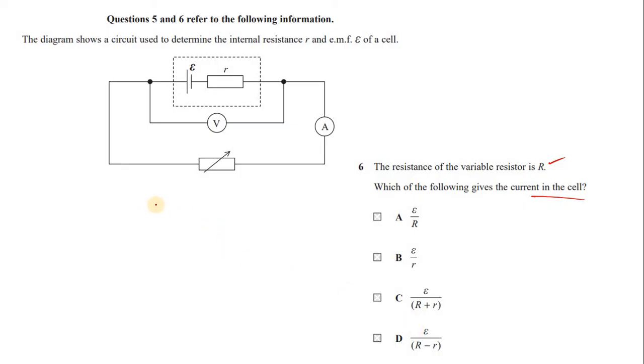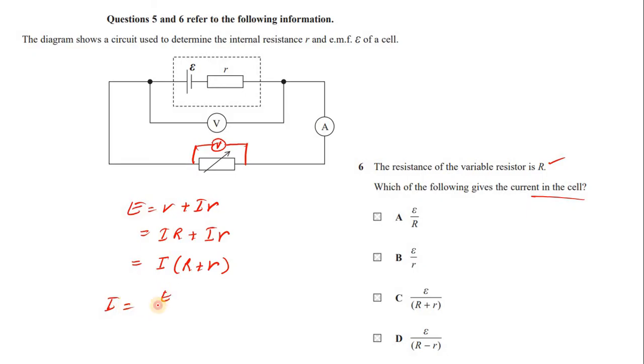So if you recall, your typical equation is E is equal to V plus Ir. And this V is the terminal potential difference, or voltage across the internal resistor. Here, this V and this V are the same. So this V can be written as IR plus Ir, and then I is common. So R plus r. So current will be EMF divided by R plus r. Option is C.